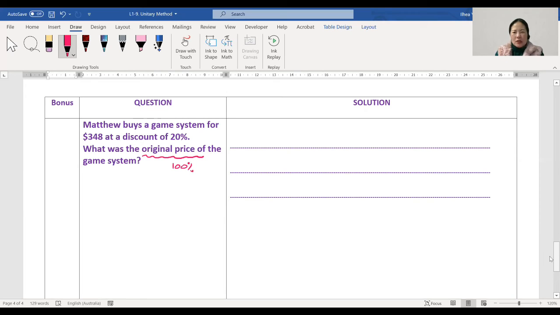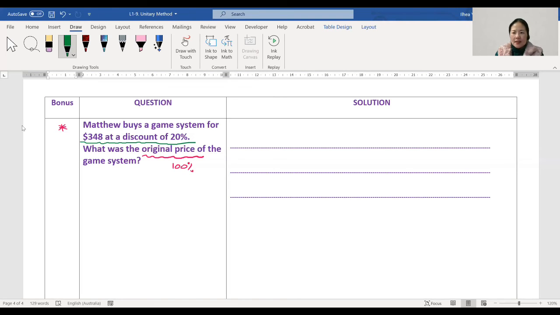Okay, so anyone jump in. How do we do this question? What does this mean? $348 at a discount of 20%. Is $348 like the 100% price or not? No. So then how much? What percentage is it, 348 then? 20%. So you think $348 is 20% of the original price? 80%.